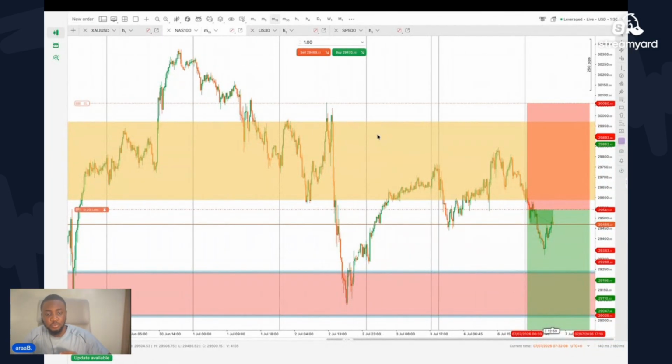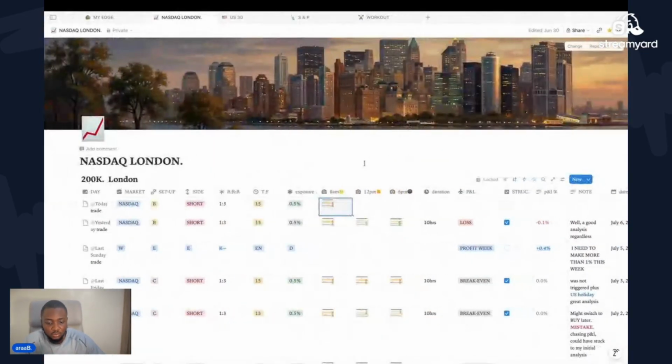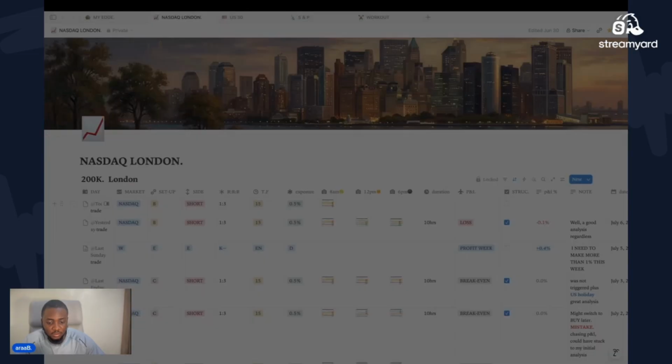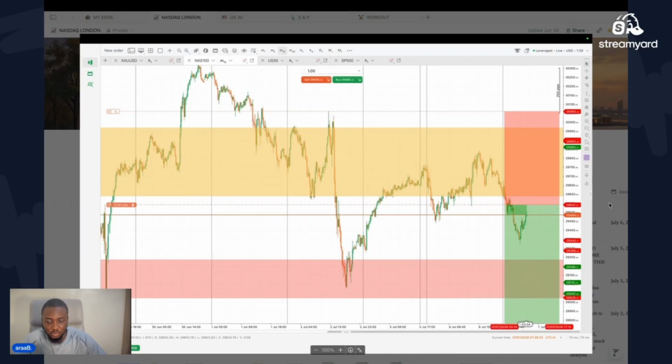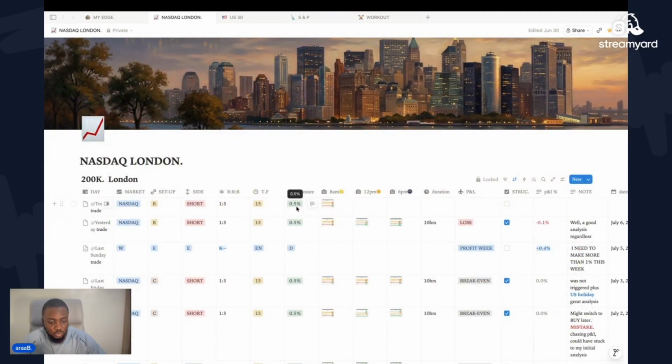Okay, so this was my analysis. Sorry about the light issue. I'm in Nigeria. So this is my first analysis, and this was my journal on that Nasdaq trade. This is the screenshot I took of the trade, my 8 a.m. screenshot. So this is my exposure, 0.5%. This is my time frame.